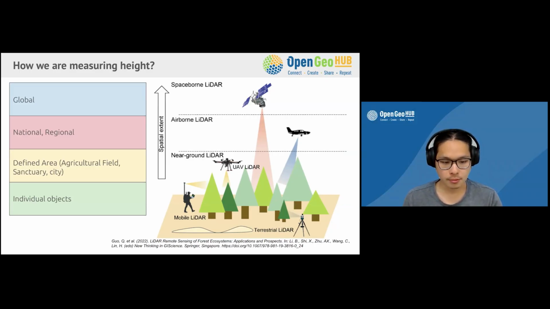For individual objects, we have mobile LiDAR or terrestrial LiDAR that can measure the height of the individual objects. For a defined region, for example agricultural fields or a city level, we can use UAV LiDAR so those objects can be mapped. To upscale further, we have airborne LiDAR, which is widely used to measure the height of national and regional areas. And the top level, the topic of today, is spaceborne LiDAR, which orbits around the whole globe to measure the height of the global surface. Next slide.